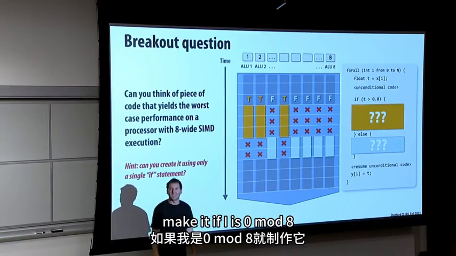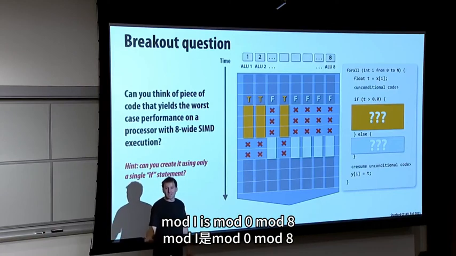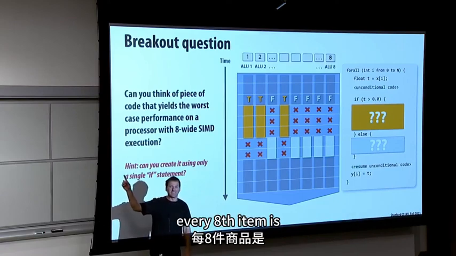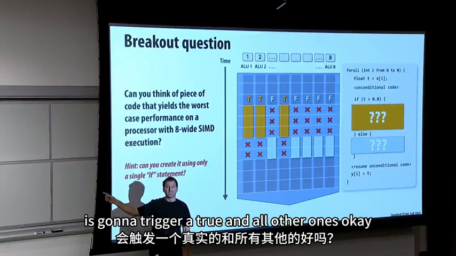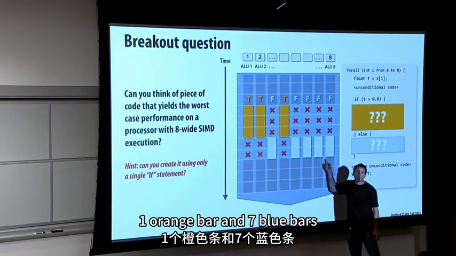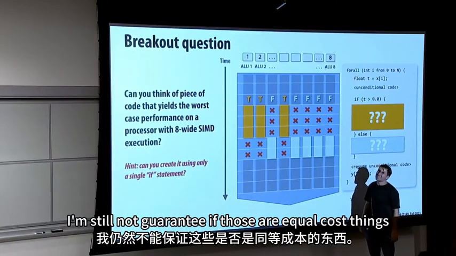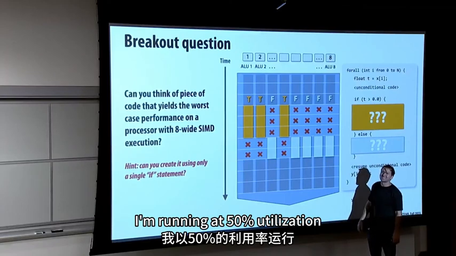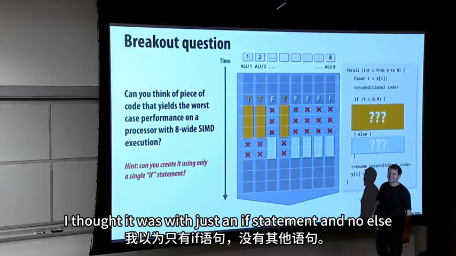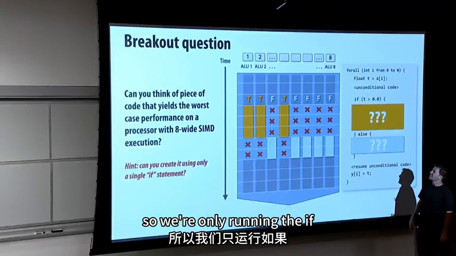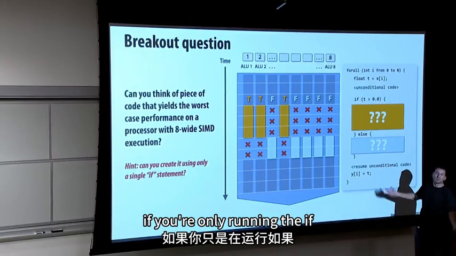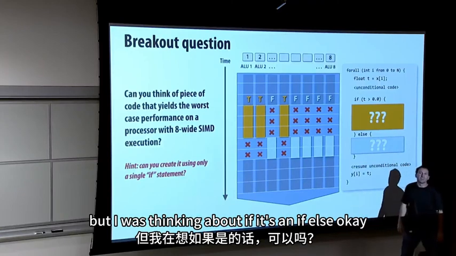You could make it if I is 0 mod 8. Let's say I change my input data such that every 8th item is going to trigger a true and all other ones false. Okay, so that'll get me 1 orange bar and 7 blue bars. I'm still not guaranteed. If those are equal cost things, I'm running at 50% utilization, because half the time I'm at 7/8, so the other half the time I'm at 1/8. I thought it was with just an if statement and no else, so we're only running the if. That's what we were discussing. Oh, I see. If you're only running the if, okay, yeah, but I was thinking about if it's an if else. Okay. Yeah. But you're almost there.